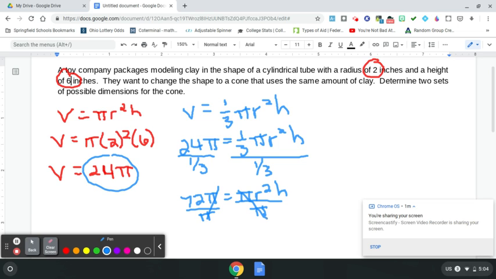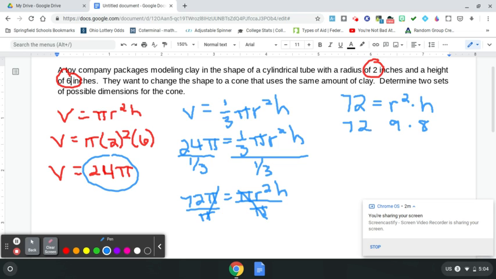and I notice that all my pi's cancel on both sides. So the issue that I'm presented with is I need to figure out the dimensions of a cone where radius squared times height gets me 72. Basically, I need to think of two different numbers that multiply together to equal 72. The one that pops into my head first is 9 and 8. I know that 9 times 8 is 72, but that's not my answer.